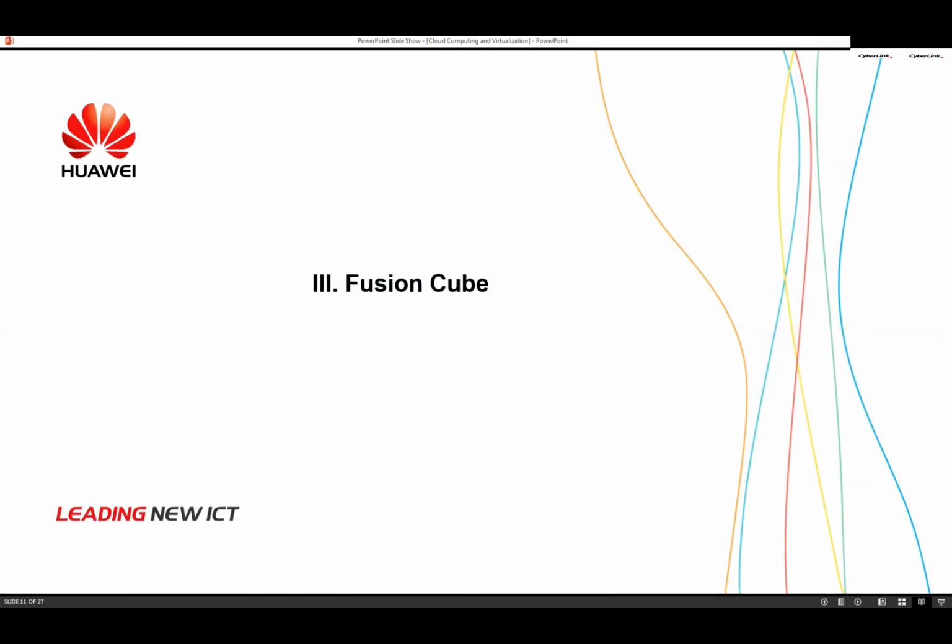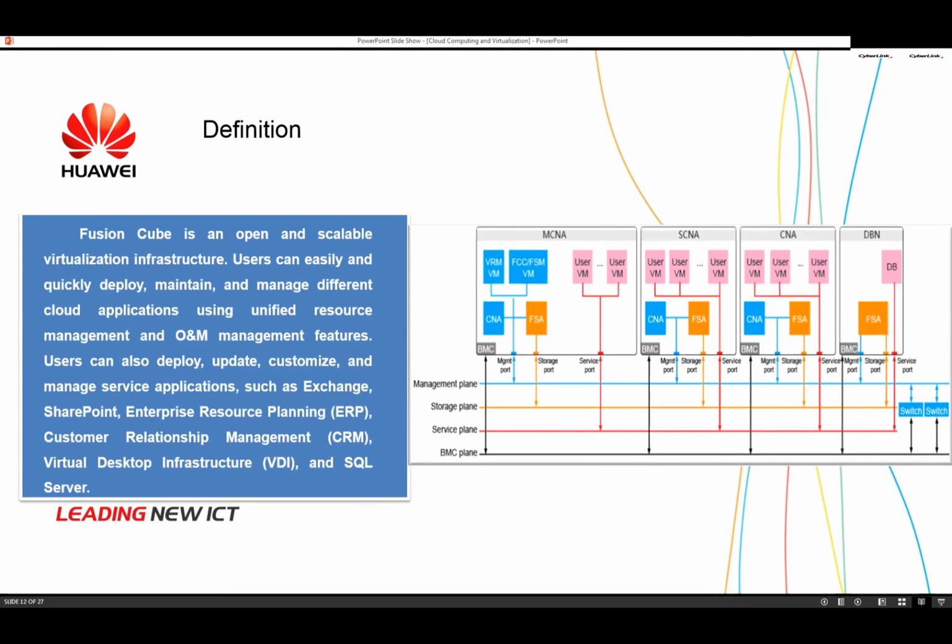Now, we will proceed with the Fusion Cube product. What does Fusion Cube mean? Well, I presented to you now Fusion Compute and Fusion Storage. Fusion Cube is a unified manner of deploying these two products together. Okay, we can also independently deploy Fusion Compute or Fusion Storage.